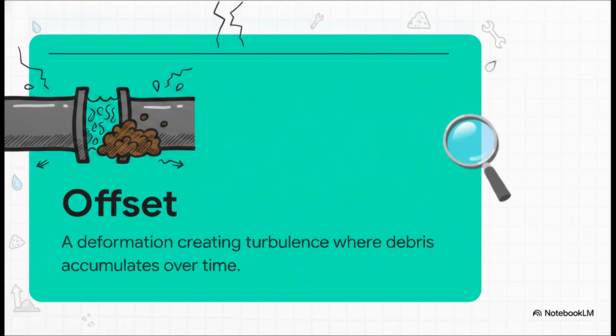Another really critical structural vulnerability is the offset. So an offset is a deformation in the pipe, and it's often caused by aging materials, repeated stress, or even just shifting soil surrounding the line. What's so dangerous here is that it creates turbulence in the water flow. It acts kind of like a speed bump inside your pipe, creating this new gap where debris inevitably accumulates over time. This can turn a really small structural shift into a massive, incredibly stubborn blockage.